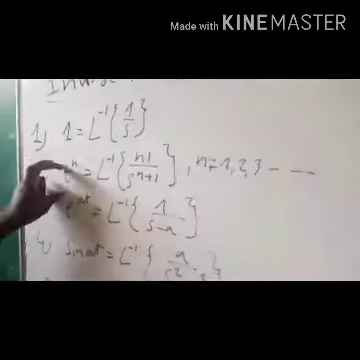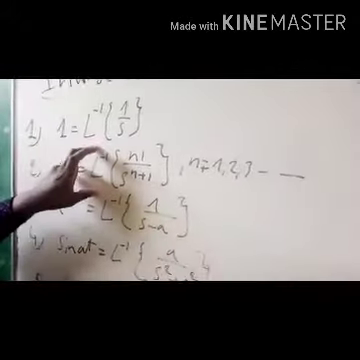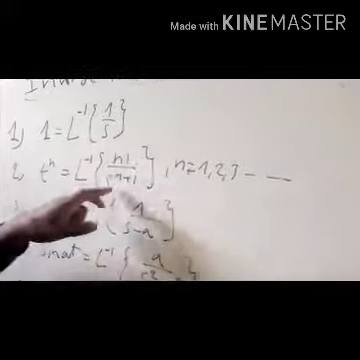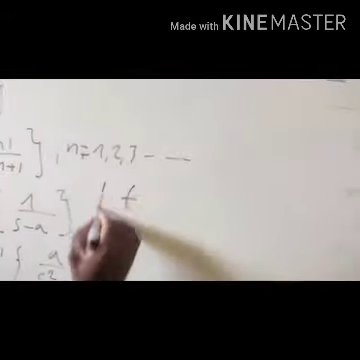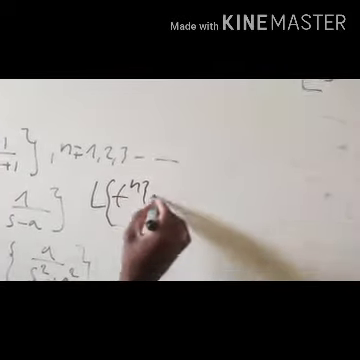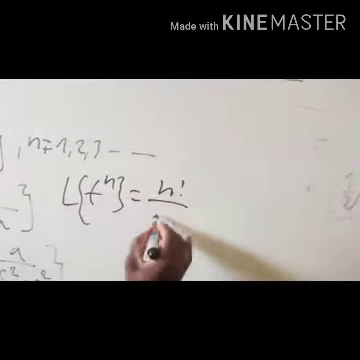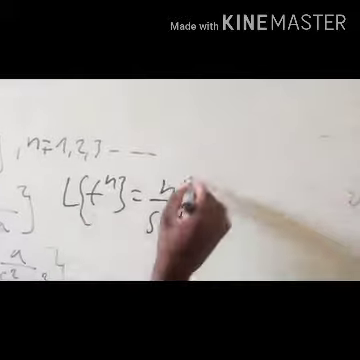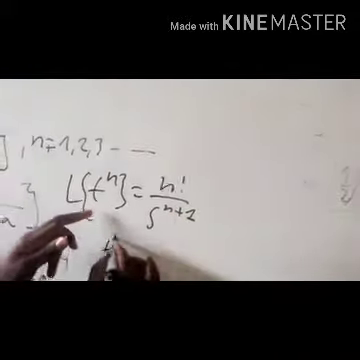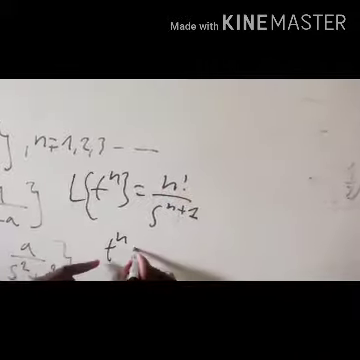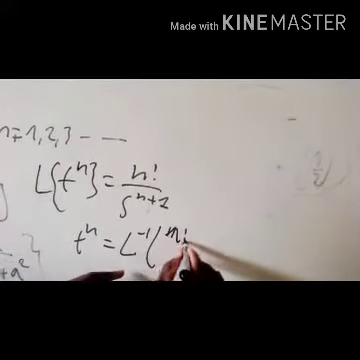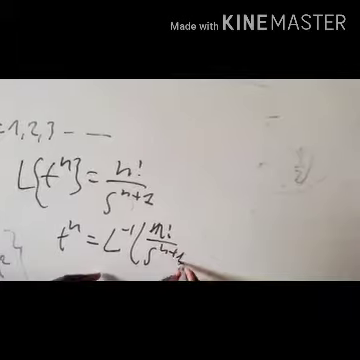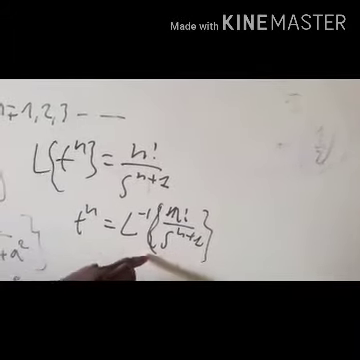And here, for t to the power n, we know that the transform of t to the power n is equal to n factorial divided by s to the power n plus 1. So for calculating t to the power n, we take the inverse Laplace transform of n factorial over s to the power n plus 1. This is your solution.